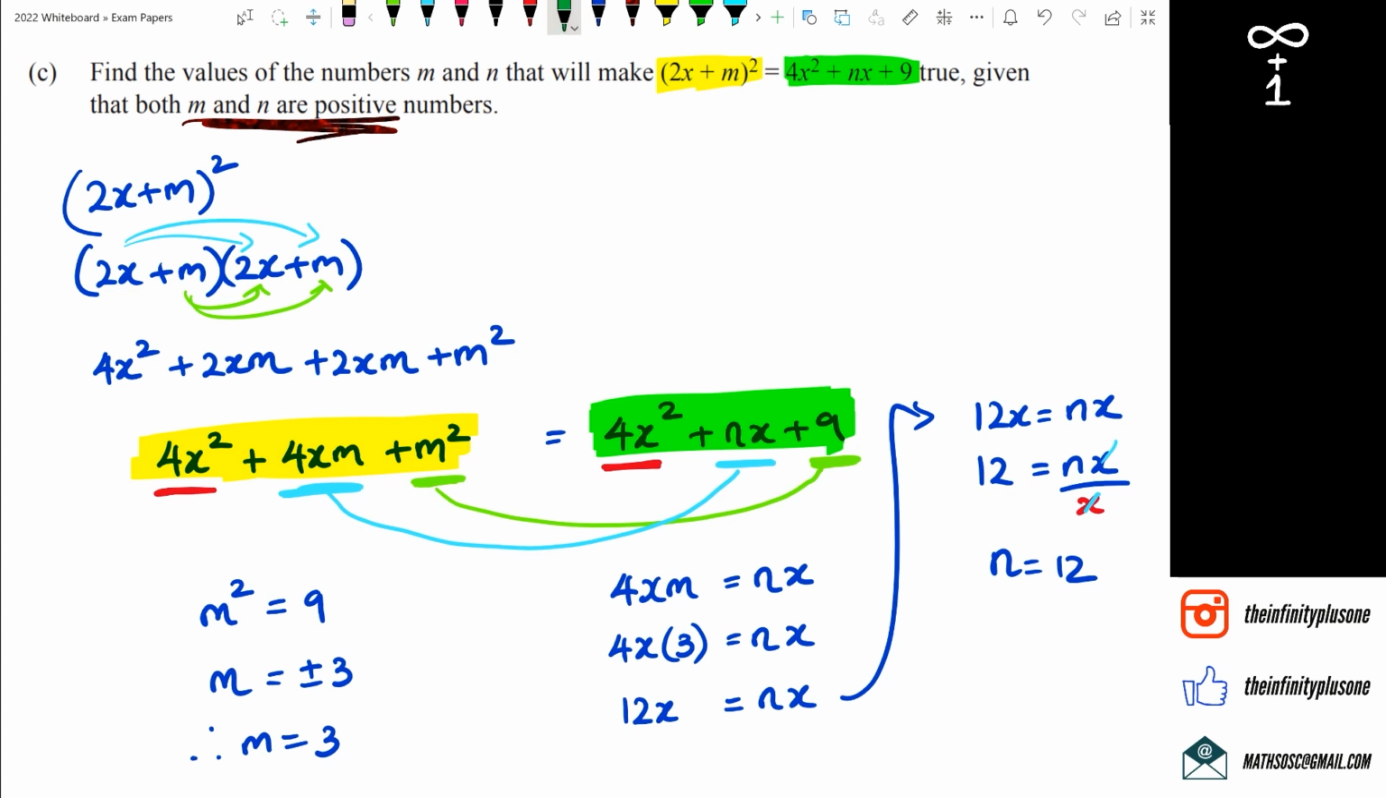To get a merit for this question, you need both n and m. A correct expansion of (2x + m)² could be achieved, so that's the achieved right there, and it does say it does not need to be simplified. If you find one of the values of m or n, you could also get an achieved for that. So it's another way you could answer this question.